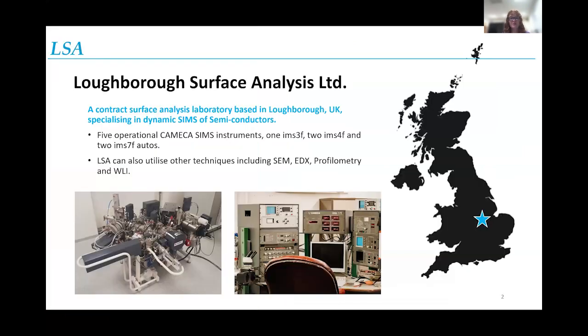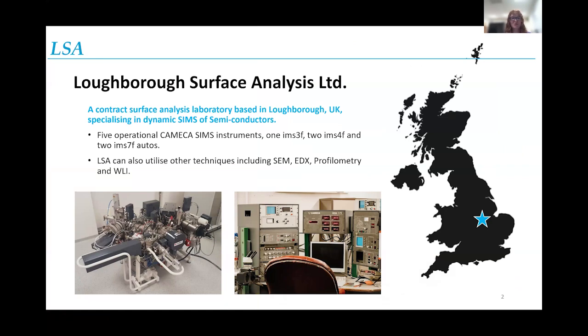So a bit about Loughborough Surface Analysis. We're based in Loughborough, unsurprisingly, which is right where this blue star is, in England. And we are a contract surface analysis lab, specialising in dynamic SIMS of semiconductors. We are quite loyal to Cameca.